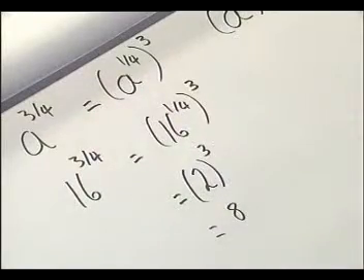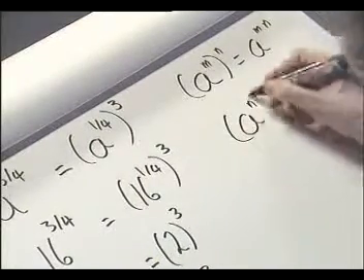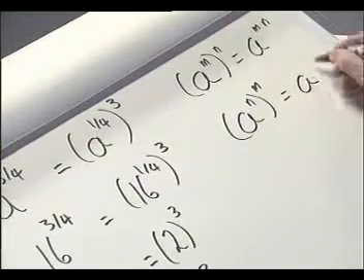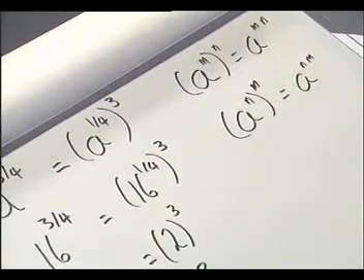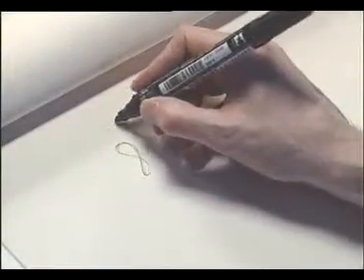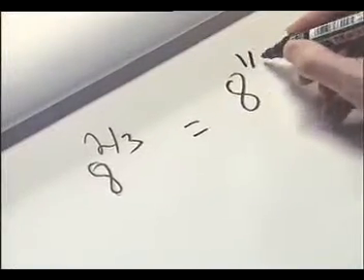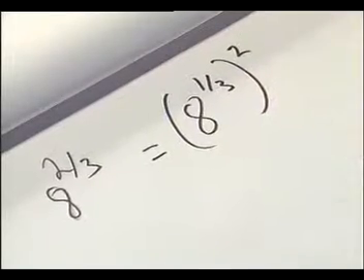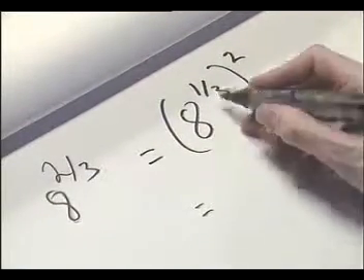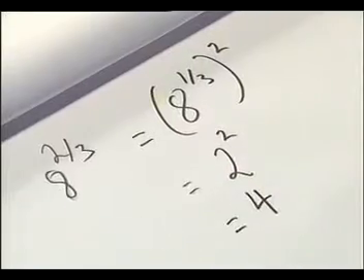But we can think of this another way, because m and n can be interchanged, can't they? We could write this as a to the power n raised to the power m. And that would be just the same result. So we can think of this in a slightly different way. Let's take a different example. Let's take 8 to the power 2/3. Now, the way that we had thought about that was to do 8 to the power 1/3 and then square it. And we know that 8 to the power 1/3 is 2, and that 2 squared is therefore 4.